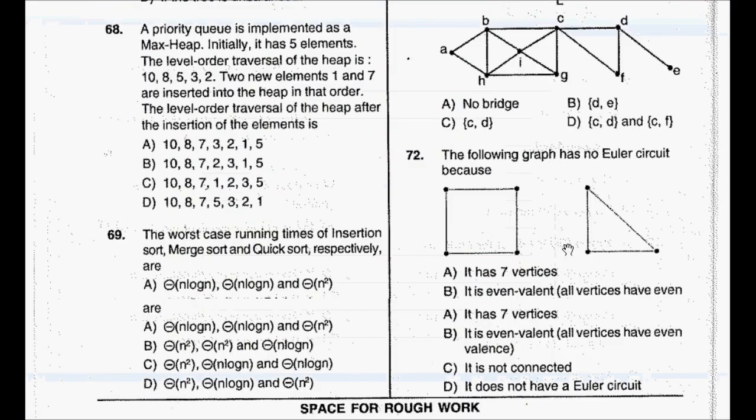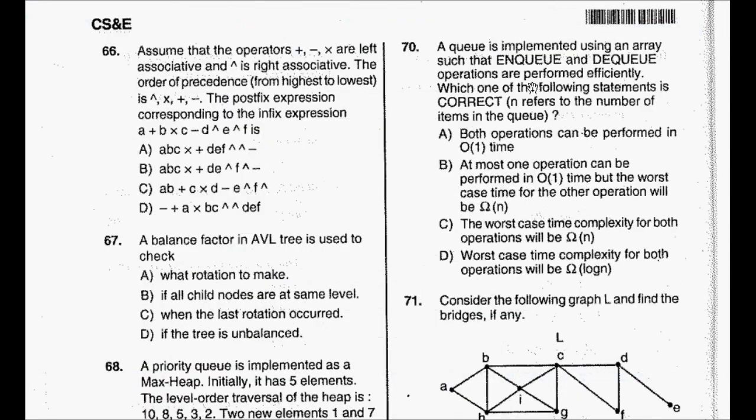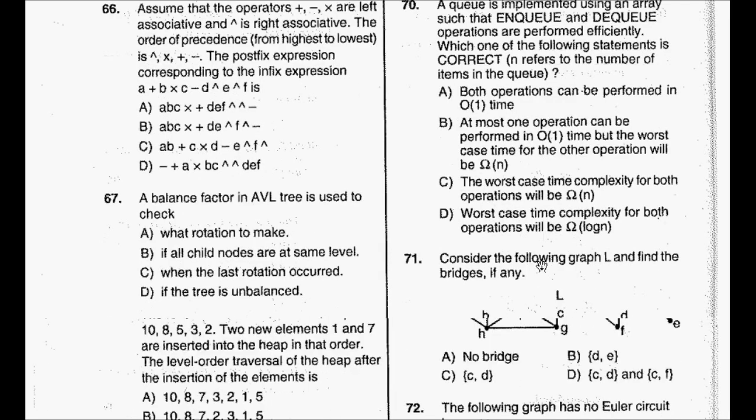Okay, next is NQ and DQ operations in a queue. It's like a stack that is having a push and pop. In queue there is a FIFO where you insert element at the rear end and delete from the front. So inserting at the rear is called NQ, that is carried out in O1 time, and DQ, that is deleting at the front, that is also carried out in O1 time. So both operations can be performed in O1 time itself.